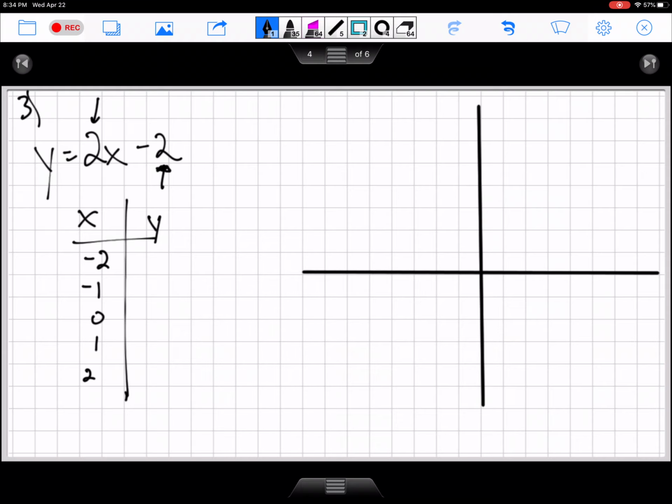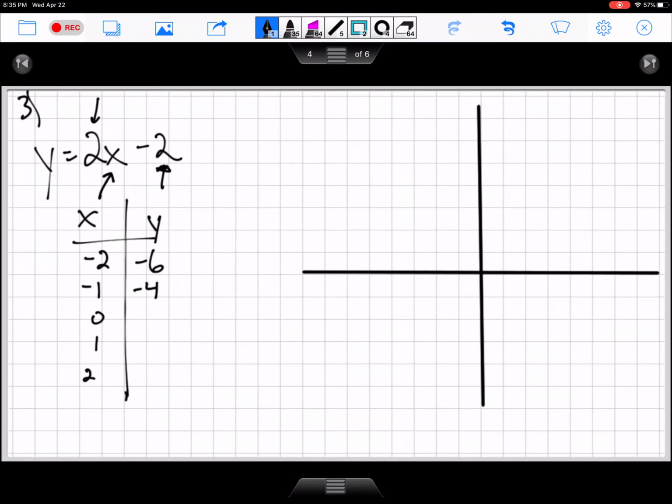And this time, I'm going to choose not to write out substituted in every time, okay? So all my x values, remember, get substituted into there. So when I do 2 times negative 2, I get negative 4. Negative 4 minus 2 is negative 6. I'm substituting in my negative 1 there. 2 times negative 1 is negative 2. Negative 2 minus 2 is negative 4. Let me make sure. Negative 4, negative 5, negative 6, negative 2, negative 3, negative 4.